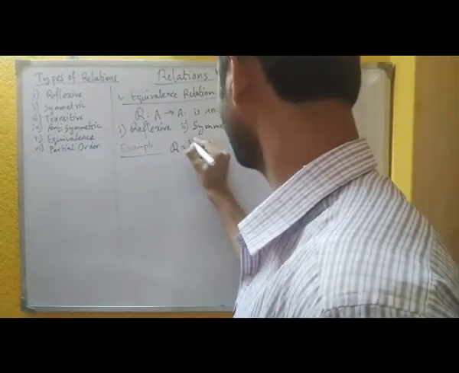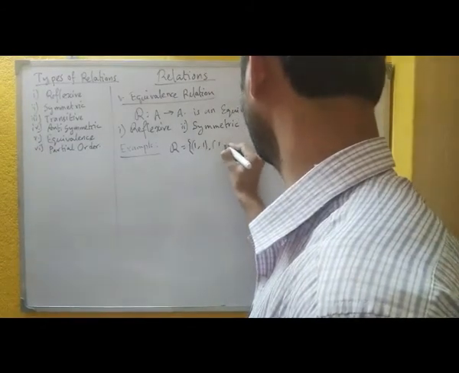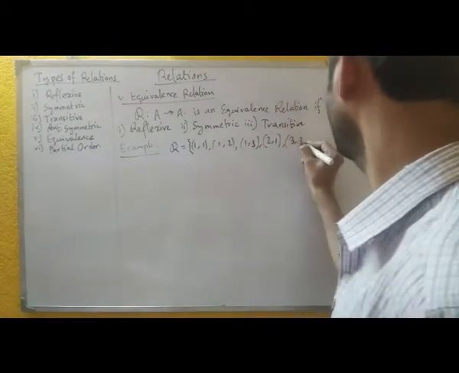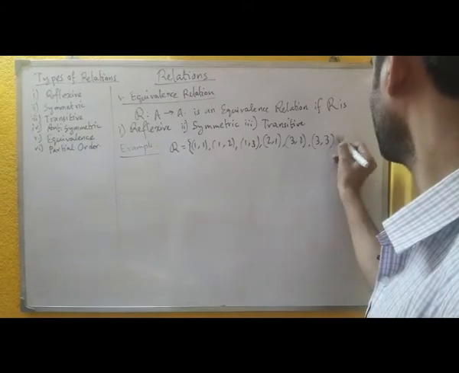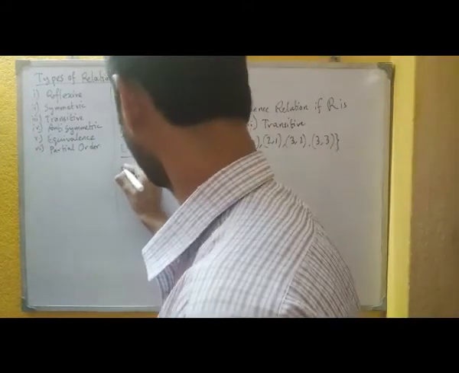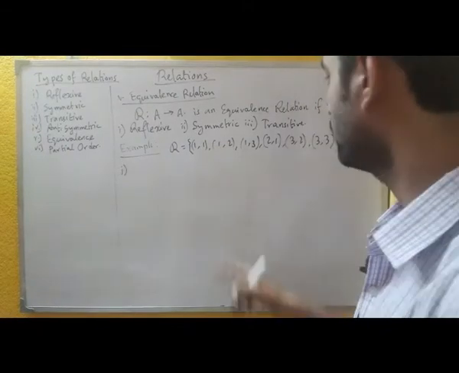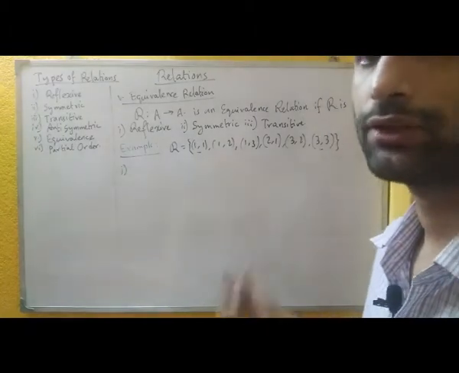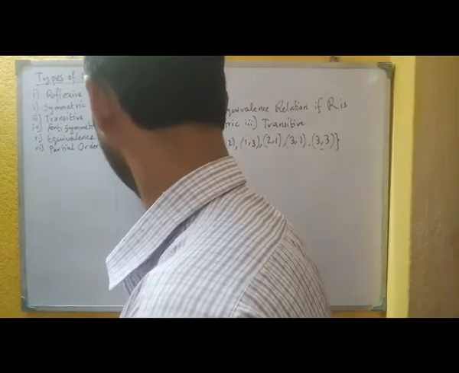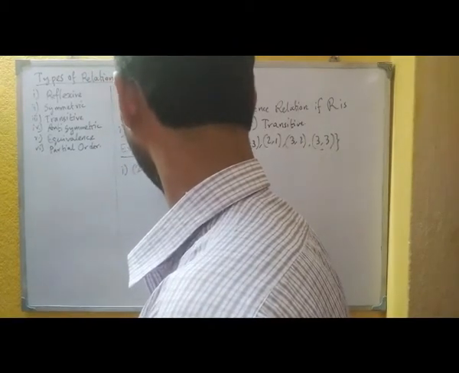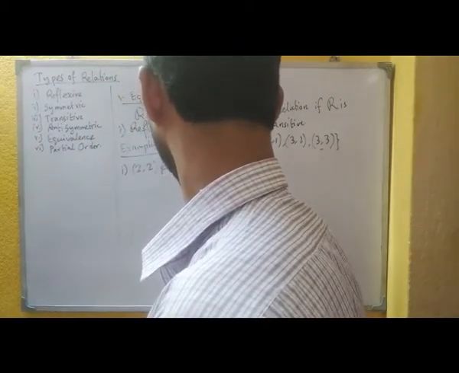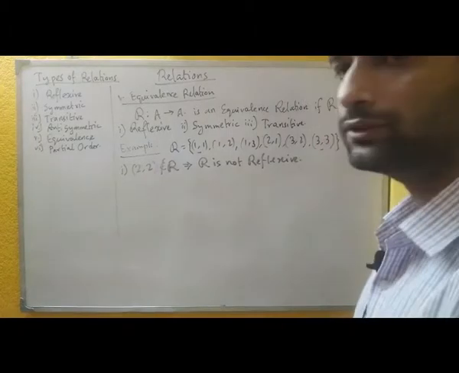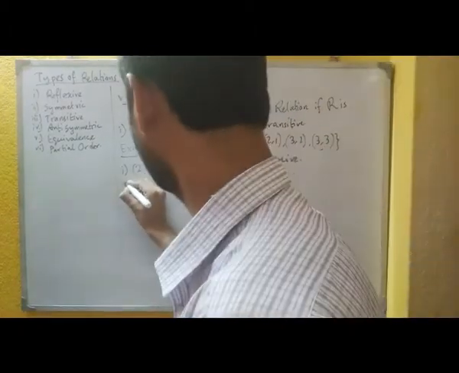For example, we take the relation R equal to {(1,1), (1,2), (1,3), (2,1), (3,2), (3,3)} that we have taken previously. First of all, we check whether it is reflexive or not. Clearly you can see only (1,1) and (3,3) are there and (2,2) is not in the set, so we can say it is not reflexive. So (2,2) doesn't belong to R, implying R is not reflexive. So part 1 is done.